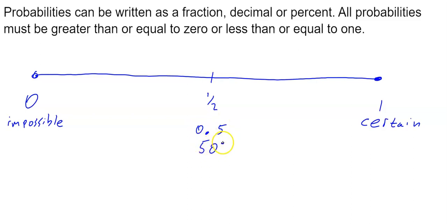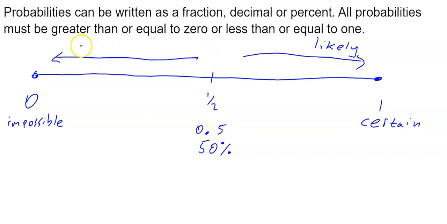So now we can write all of our probabilities as fractions, decimals, or percents. The closer we are to 1, the more likely we are to happen. The closer we get to 0, the more unlikely we are to happen.